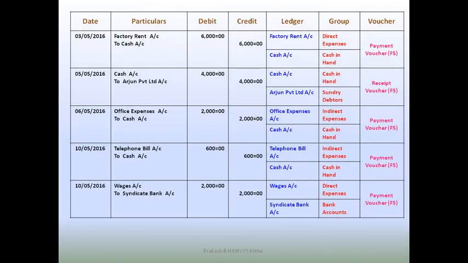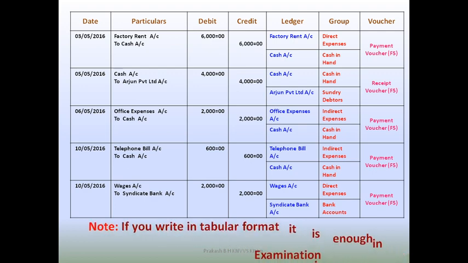On 3/5/2016, the factory rent account. Factory rent has been paid. Therefore, the ledger head, factory rent, comes under the group direct expenses, and then the cash account. The factory rent is paid through cash, so the ledger head is the cash account, and the group is cash in hand. For this transaction, the payment voucher is passed, because the factory rent is paid in cash. Therefore, we have passed the payment voucher.